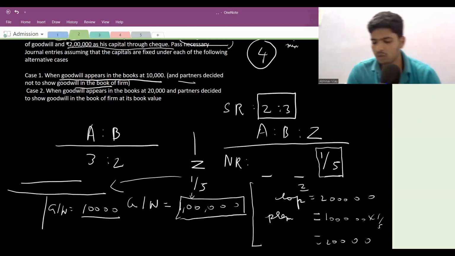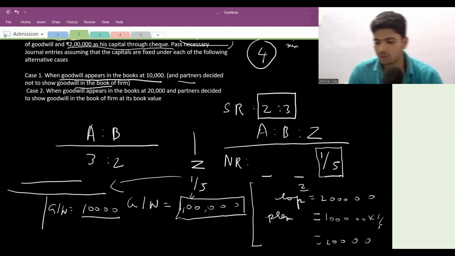Everything will be given in the question. Don't worry. 25,000. And what we are doing is exactly what will come in the exam. So, we know 25,000 is the premium of goodwill. So, out of everything brought in, 25,000 is the premium of goodwill, and 2 lakh is the capital of the new partner, D. Now it's done. All we have to do is pass entries. Correct?